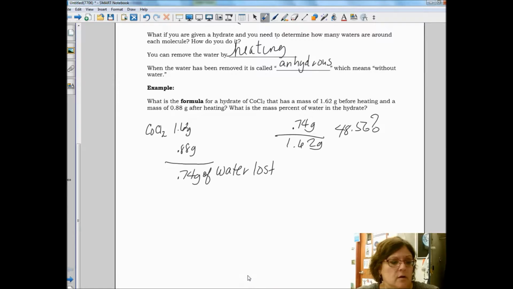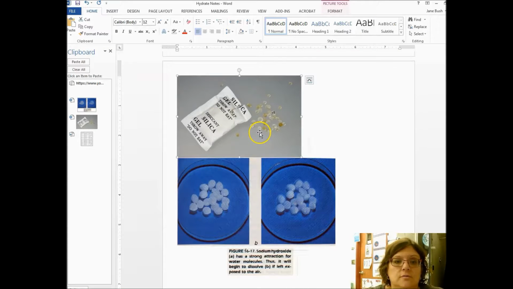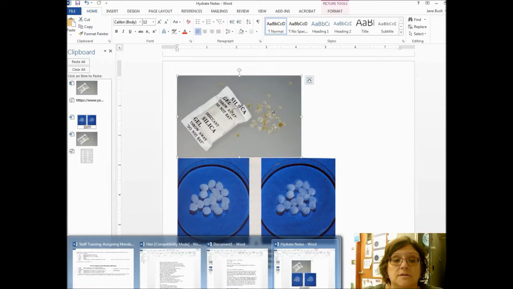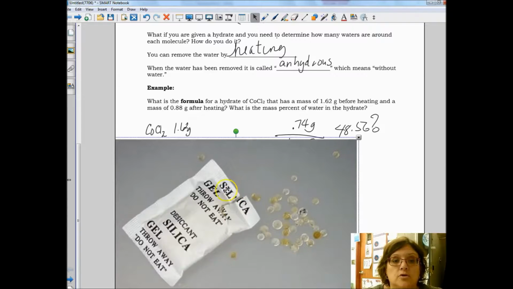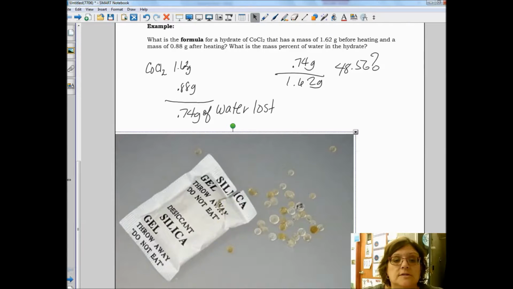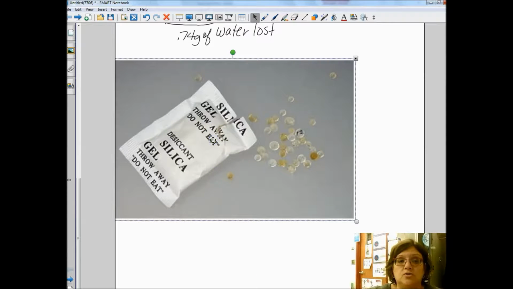Now, how are hydrates useful? You actually all have dealt with them before. You know the little packages of stuff that you get in your shoes when you buy your shoes? Those are anhydrous substances, and they work to absorb water. So this is kind of the opposite of a hydrate. This is anhydrous, meaning it's going to absorb water. I have a little video to show you of how this works.